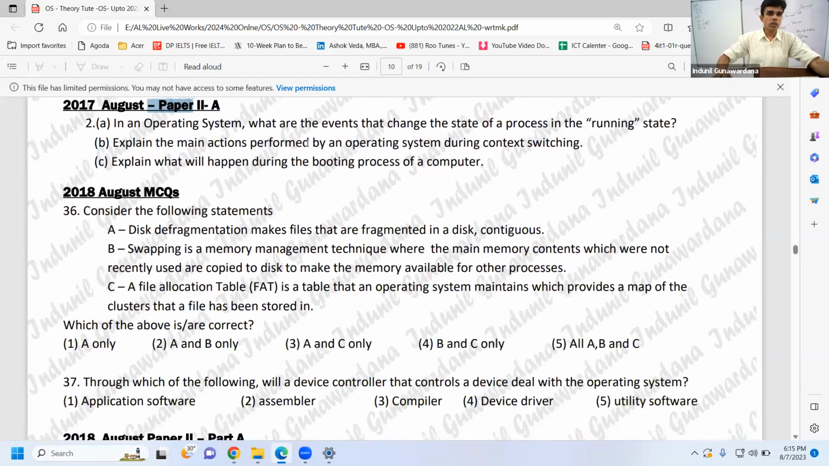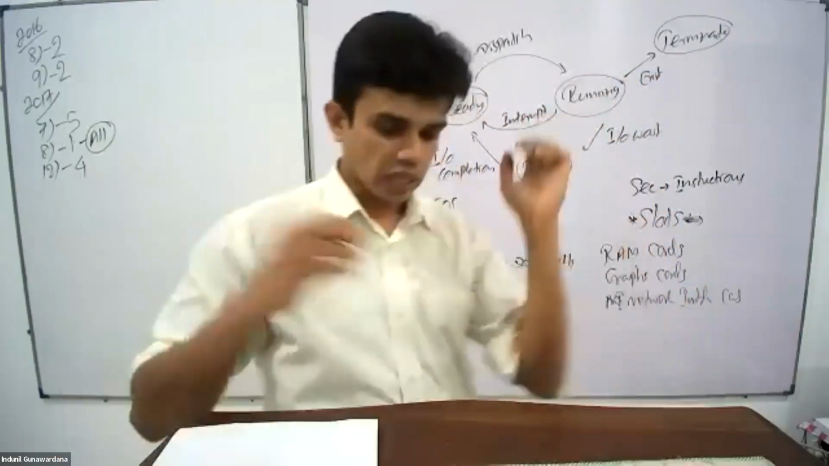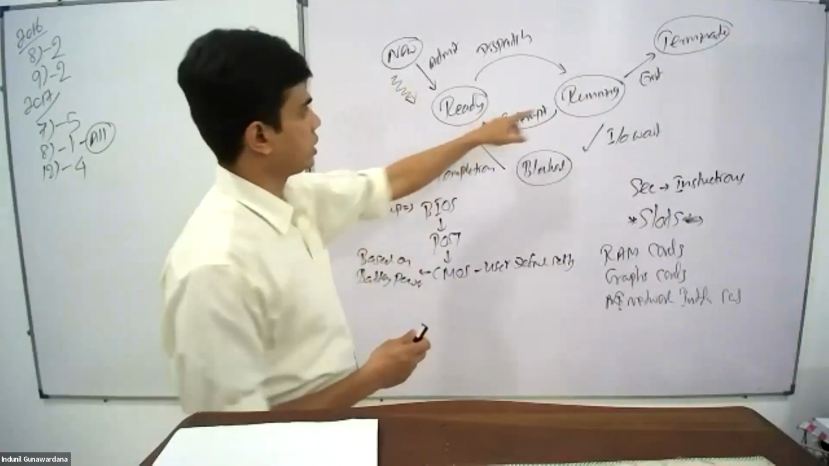In an operating system, what are the events that change the state of a process in the running state? What are the events? They ask what are the events, right? What are the events in order to change the process state running? So what are the events to change the state running?